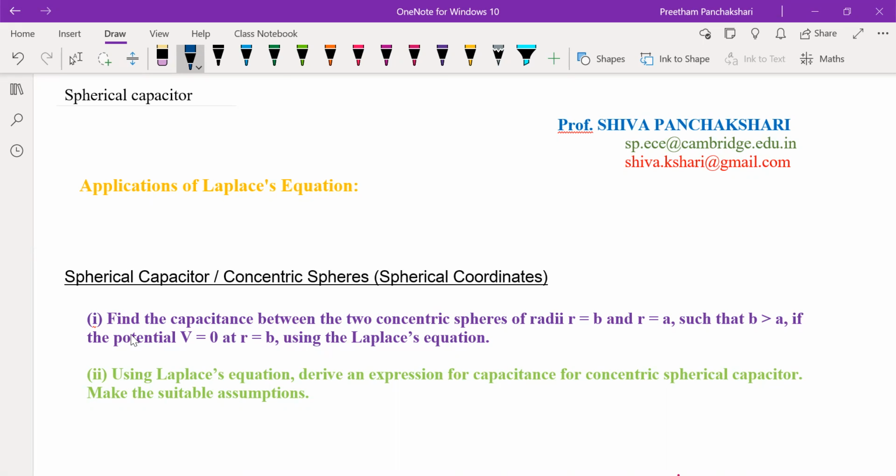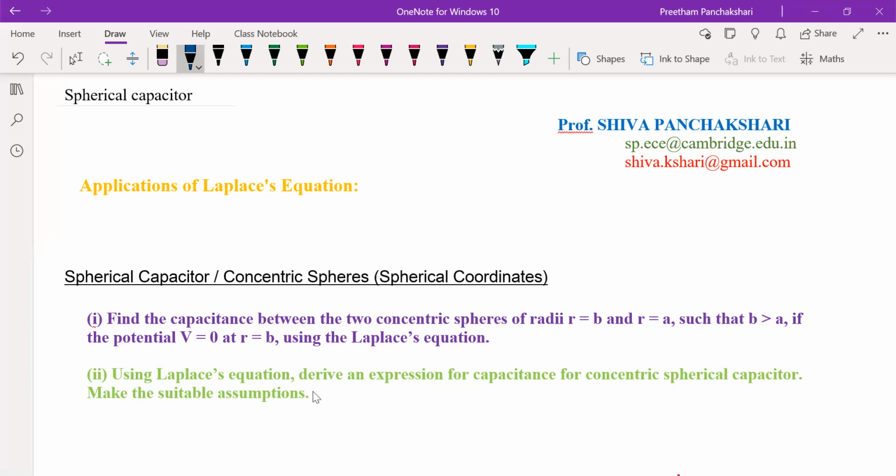According to the first one, we have to find the capacitance between two concentric spheres of radii r equal to b, r equal to a. So b is greater than a. That means b is the radius of the outer sphere and a the inner sphere. And the potentials are also mentioned. V equal to 0 at r equal to b. r equal to b means outer sphere. Potential is 0. That means it is grounded. So the potential on the inner one is not specified here. You can take any value on the inner sphere. We shall assume accordingly.